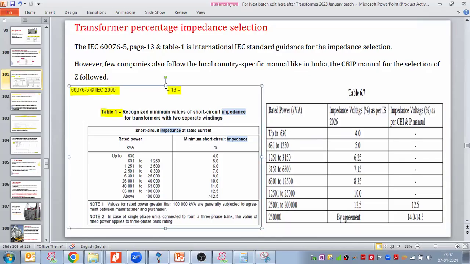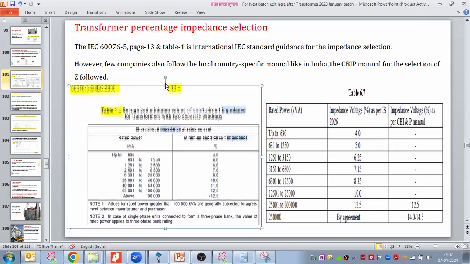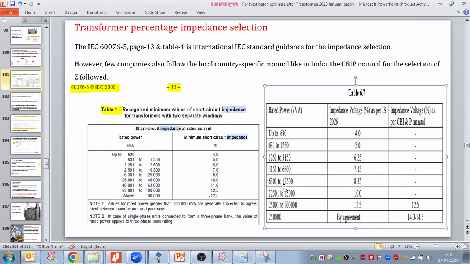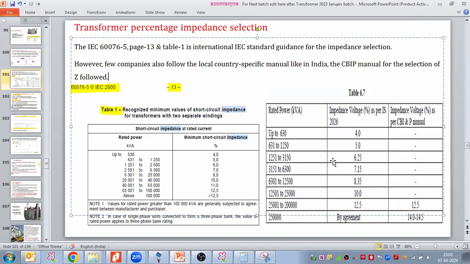So let us see that. I have taken both percentage impedance values. Up to 630 kVA, it is 4%, so both the international and the local country-specific values match. 631 to 1250 kVA is 5%. 1.6 MVA here it is 6%. Right? And then 7%, 7.15%, 8, 8.35, 11, 12.5, 12.5.